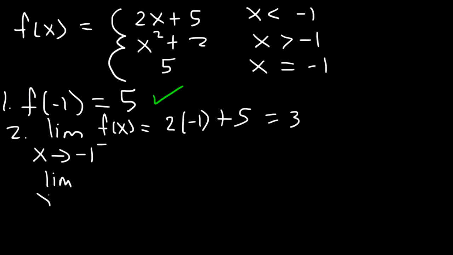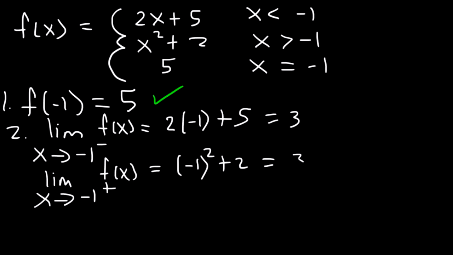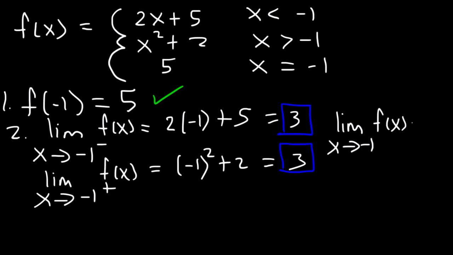Now let's find the limit as x approaches negative 1 from the right side. So on the right of negative 1, we need to use x squared plus 2 because x is greater than negative 1. So that's going to be negative 1 squared plus 2, which is 1 plus 2, that's positive 3. Now because these two are the same, the limit exists. So the limit as x approaches negative 1 of f of x from either side is indeed equal to 3. So we're finished with step 2.